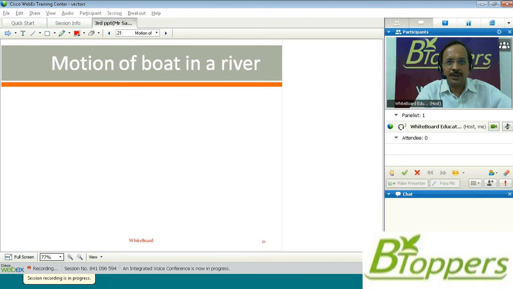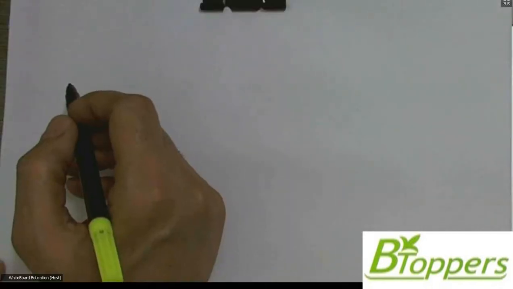Okay, welcome to the next class. In the previous classes, I have discussed problems on relative velocity. So next, I am going to discuss the motion of a boat in the river and some problems on resultant velocity.